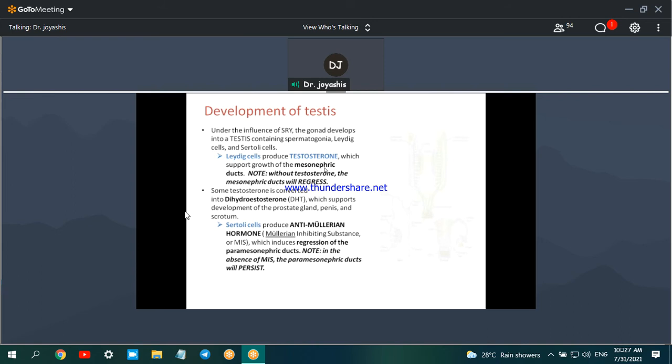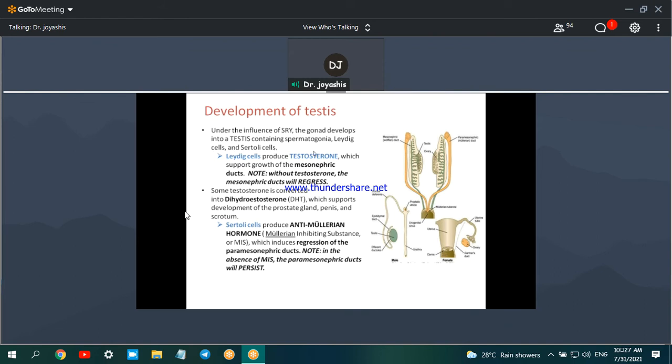Under the influence of the sex-determining region on the Y chromosome, the SRY, the gonad develops into a testis containing spermatogonia, Leydig cells and Sertoli cells. The Leydig cells produce testosterone, which supports growth of the mesonephric duct. Without testosterone, the mesonephric duct degenerates. You should keep in mind that testosterone released from the Leydig cells plays an important role in the growth of mesonephric ducts and thus in the development of male genital tracts. Without testosterone, the mesonephric duct degenerates, and that occurs in the female.